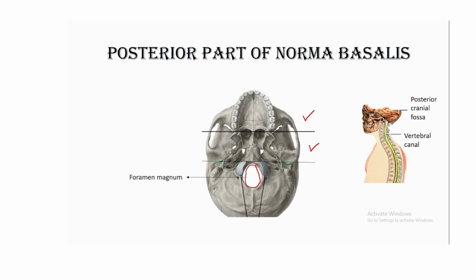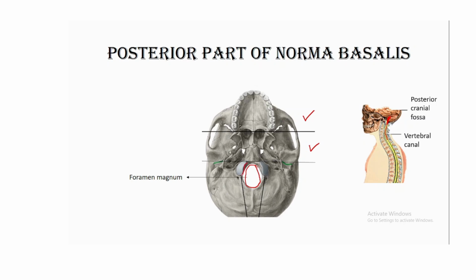Upwards, this foramen is continuous with the posterior cranial fossa, and downwards it is continuous with the vertebral canal. So it allows the spinal cord to go up into the posterior cranial fossa, where it becomes continuous with the medulla oblongata, which is the posterior most part of the brainstem. This is the main function of the foramen magnum. Apart from this, there are certain other important structures which we'll learn when we study the foramens of the skull base.